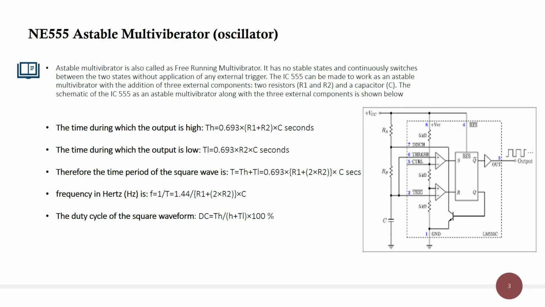Another important parameter while dealing with digital waves is duty cycle. Duty cycle relates the time duration of the high pulse with respect to the total time duration, and it is given by DC equals TH divided by total time, that is TH plus TL, into 100%. So this block diagram defines all the parameters and all the calculations are done with respect to this diagram.